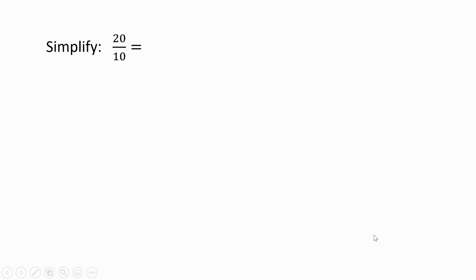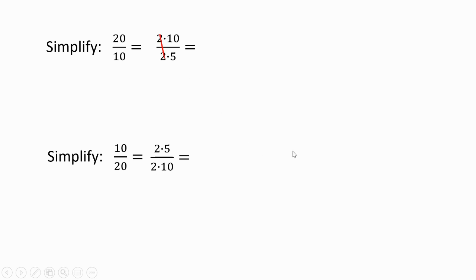20 over 10, okay, versus 10 over 20. People are going to put these as the same answer. So what I get here is 2 times 10 and 2 times 5. And down here, 2 times 5 and 2 times 10. Look at, they each have a 2 that reduces out, right? However, look at the 10, the bigger number on top, and here the bigger number on the bottom in the denominator. That's not going to change.